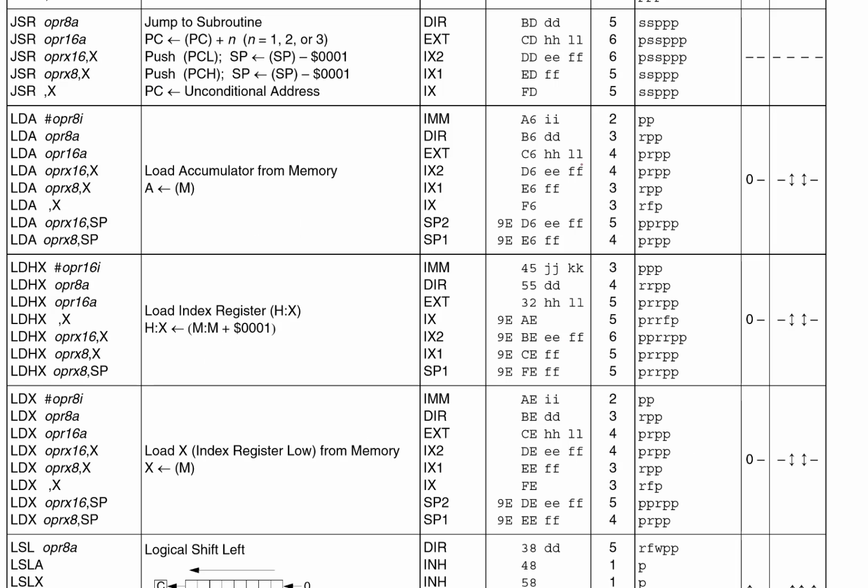Specifically, we need to look at a couple of new commands, including the load index register command. This command is going to put stuff into the index register, the HX pair. This, in combination with a little bit of math and a little bit of work, allows us to do this sort of variable lookup.